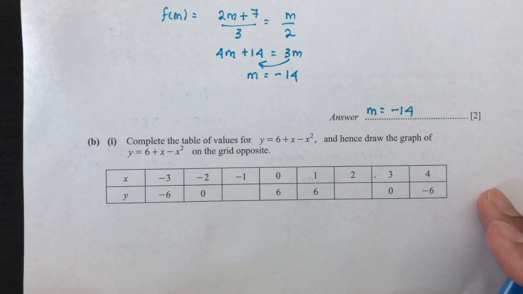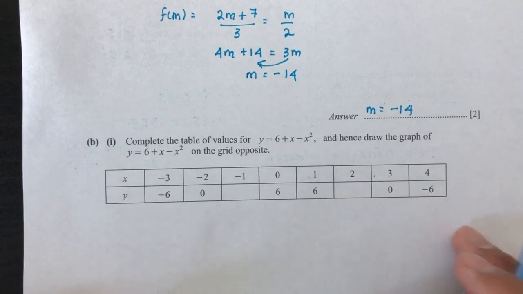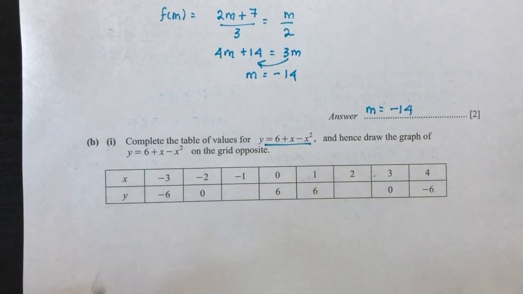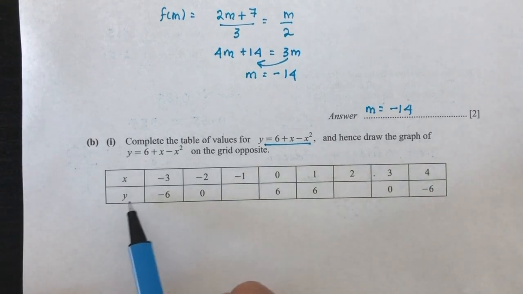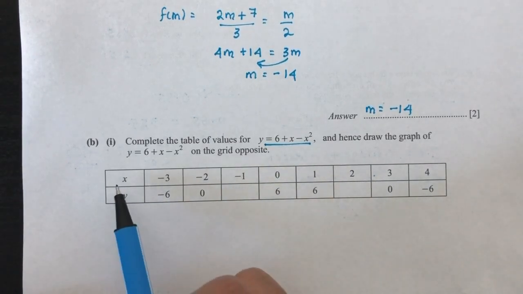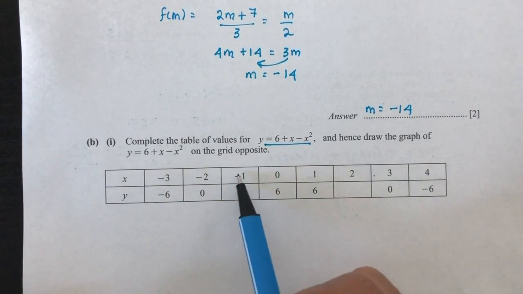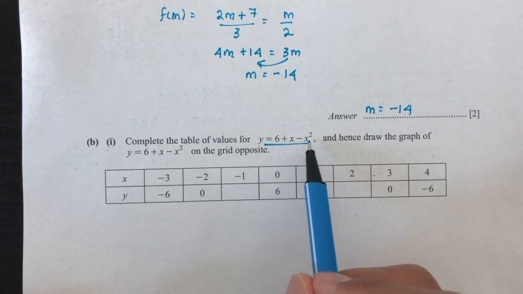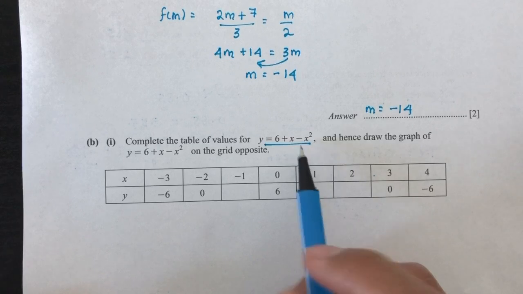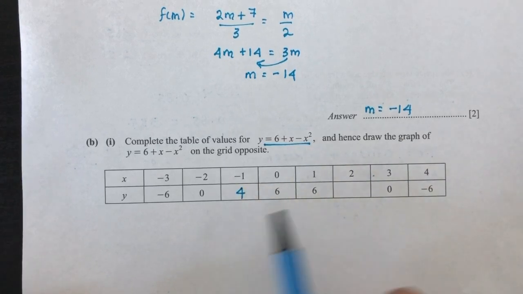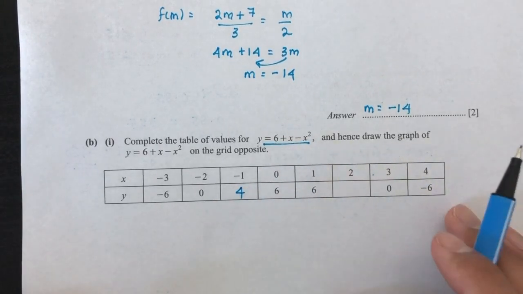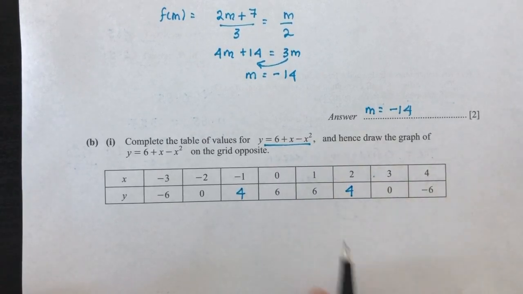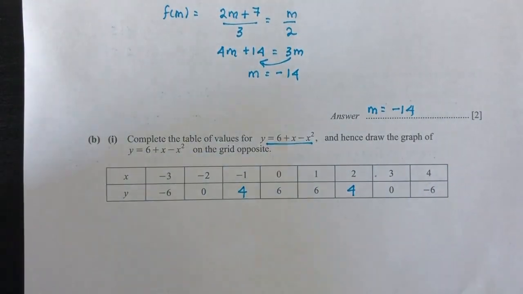Now what else? Part B, complete the table for the values of this and hence draw the graph of this. Okay, so we have to find the value of y for the value of x. So if x was equal to minus 1, y will be what? 6 minus 1 is 5, minus 1 is 4. Now for x equals 2, 6 plus 2 is 8, 8 minus 4 is 4. Okay, that's our table. We have to draw the graph.